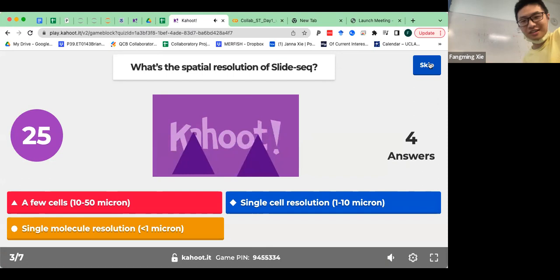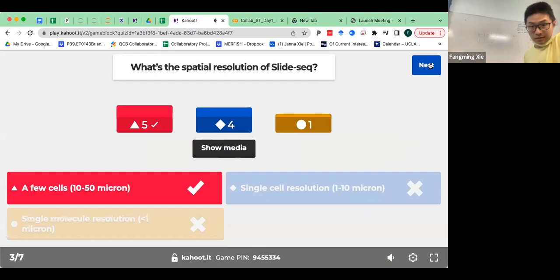Someone has asked this question just before. Yeah, realistically, it's a few cells. I know it's 10 micron in bead size, but practically, it's always going to be less accurate than that. There's usually a few cells, it could be a mixture.